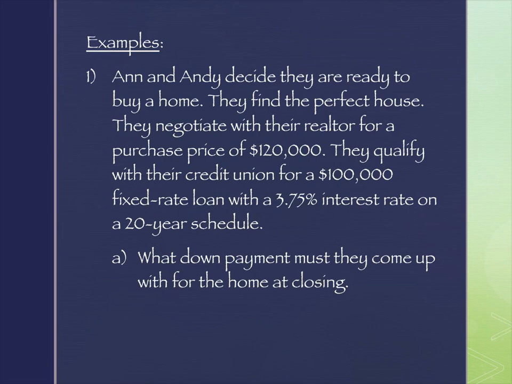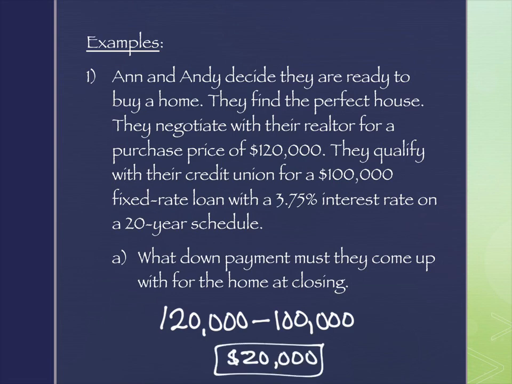There's not a percentage formula on this one. They didn't tell them a certain percent. There's actually just a loan amount that's their cap. And this is the way it will work sometimes too. So they have a $120,000 cost, and they're going to be able to loan $100,000 of that. So they're going to have to pay $20,000 for their down payment.